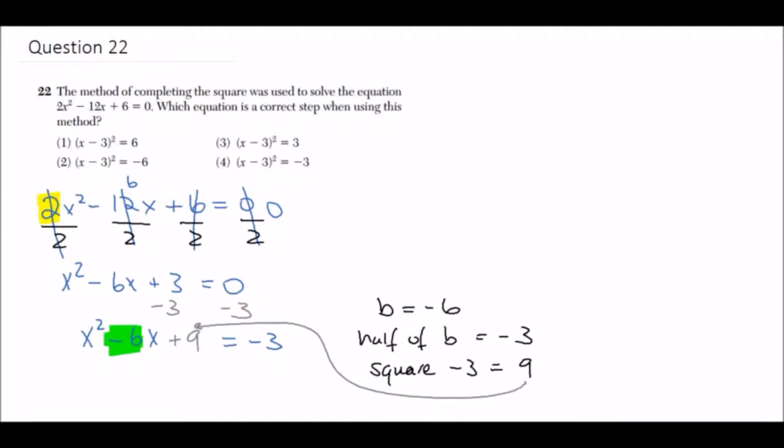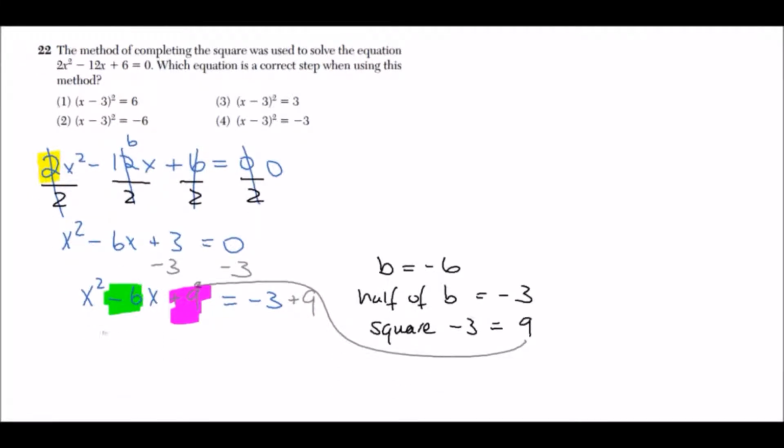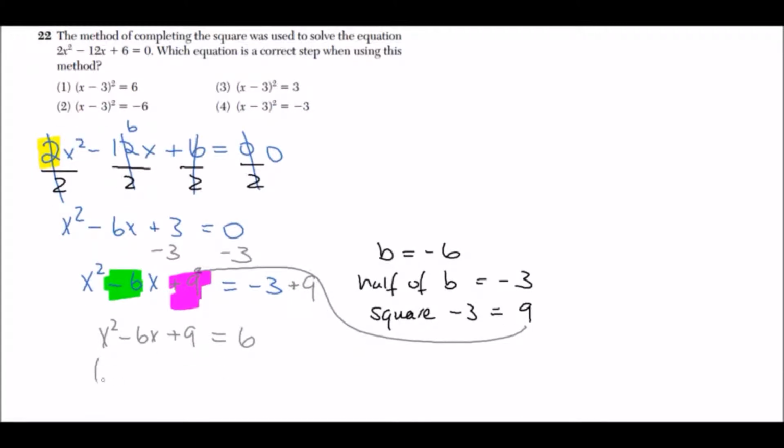But again, remember, whatever we do to one side of the equation, in order to keep the equation properly balanced and not change it, we have to do to the other side as well. So now we're left with x squared minus 6x plus 9 equals 6. And now we can factor the left side, which is a perfect square. And this would be x minus 3, x minus 3.